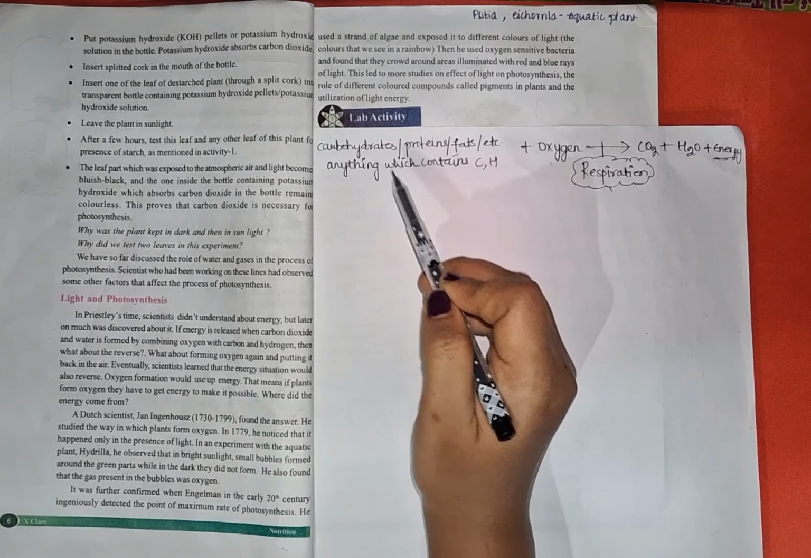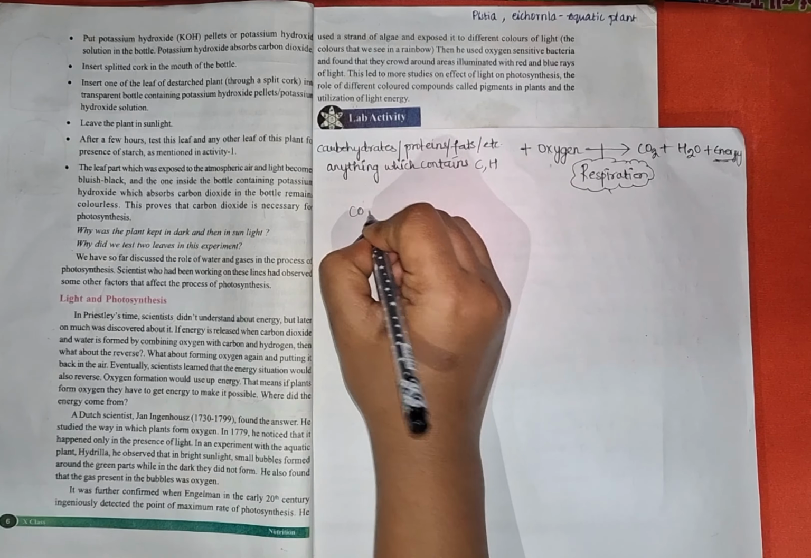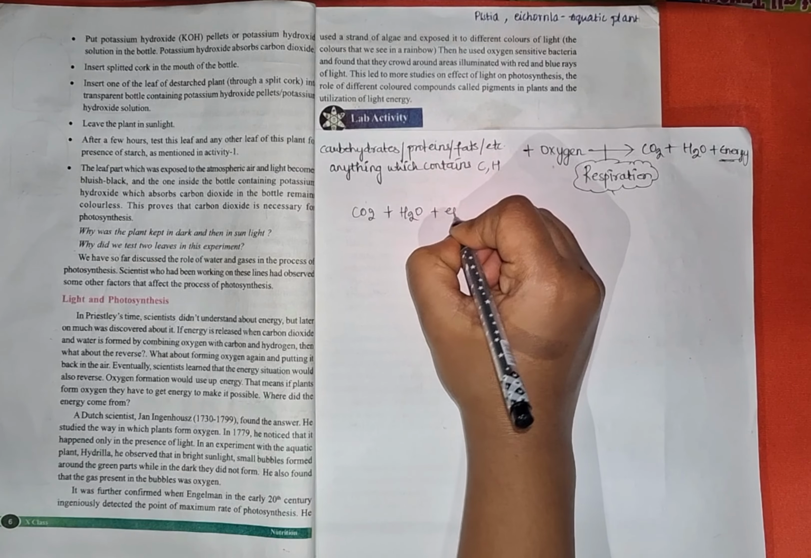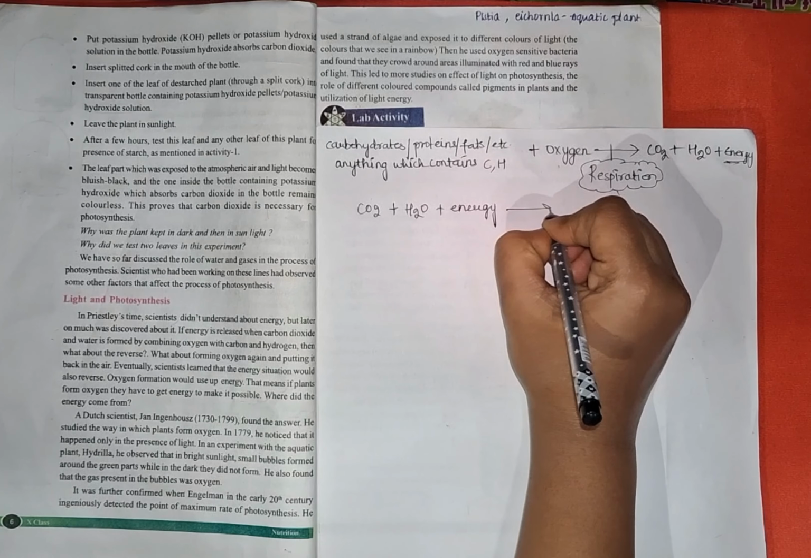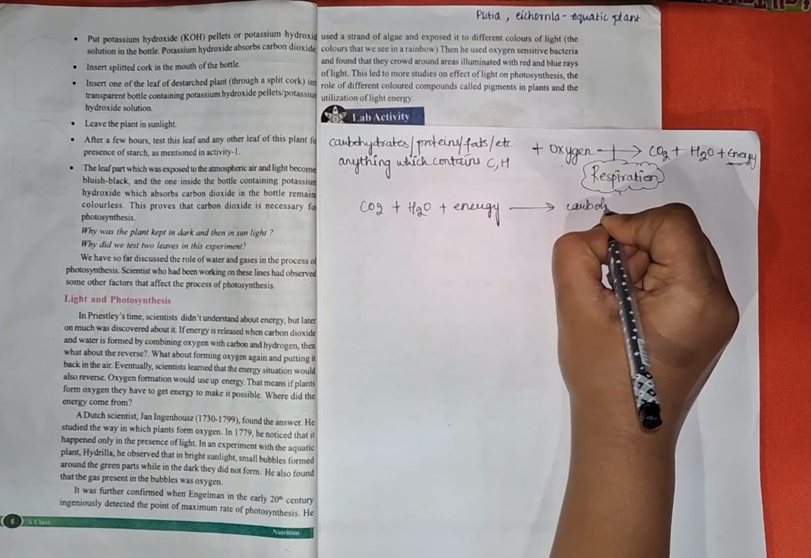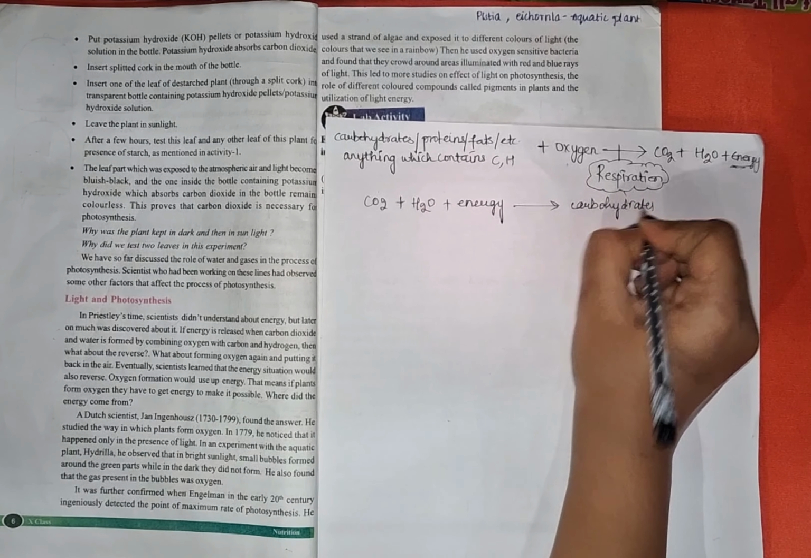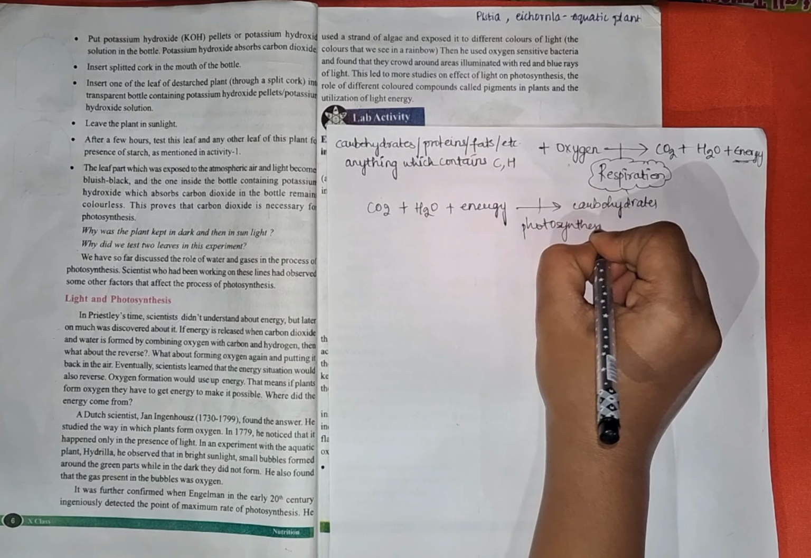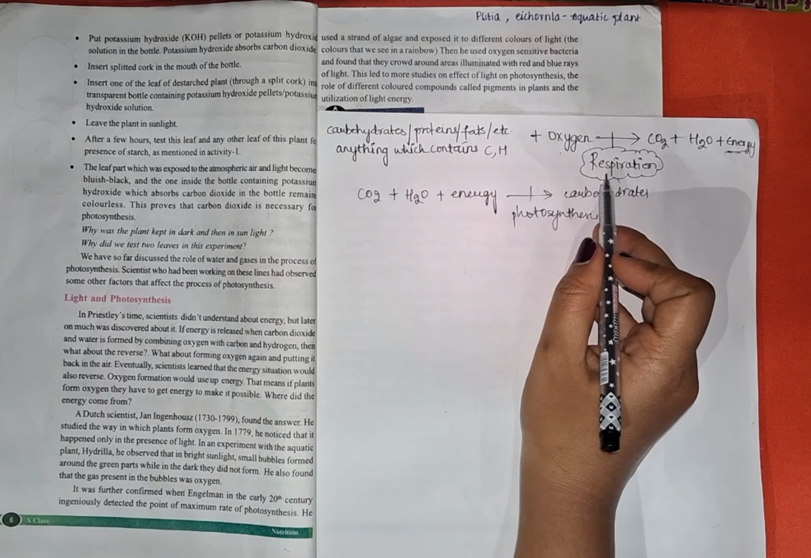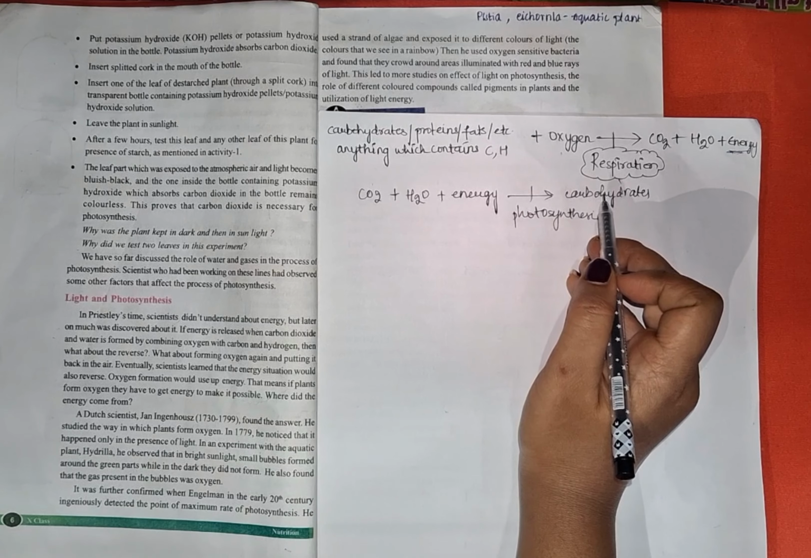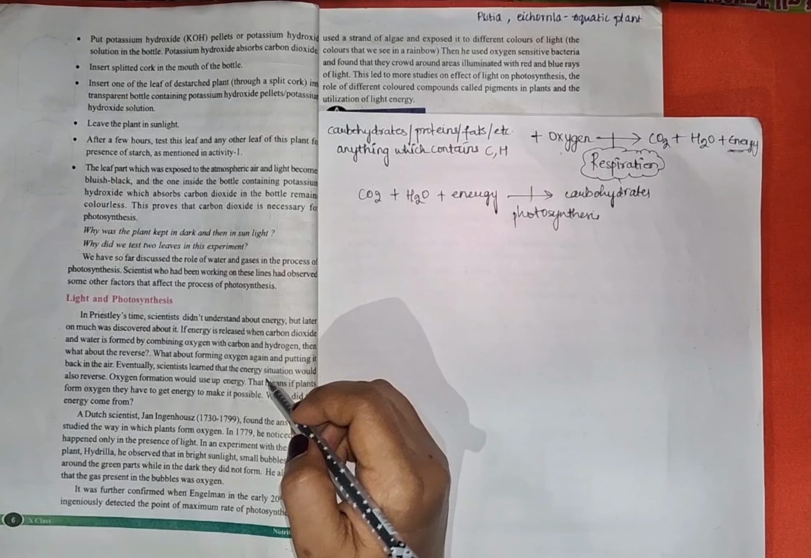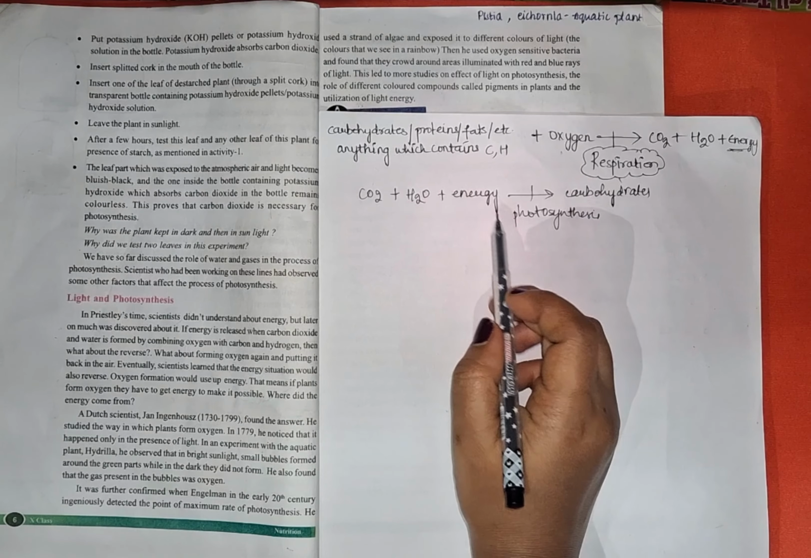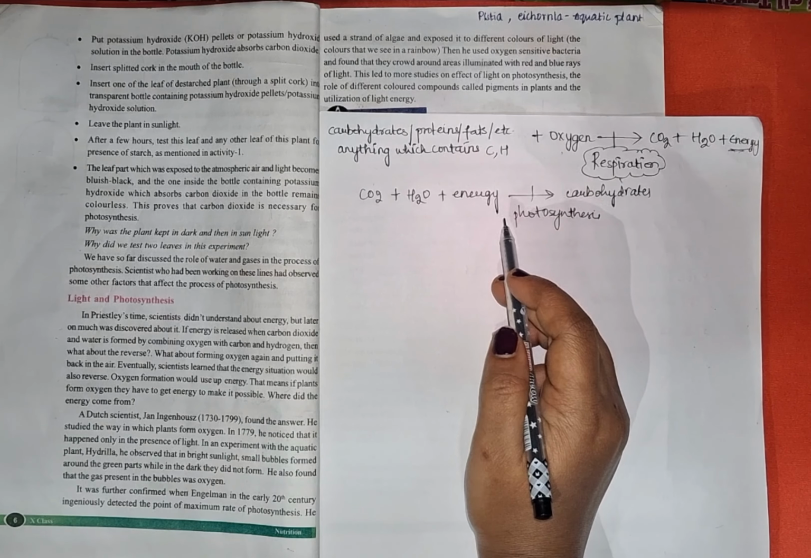If we just reverse the scenario, that means carbon dioxide and water, with energy used here, give rise to carbohydrates mainly and others through different processes. This would be called photosynthesis. So if the process of respiration is reversed, then it will cause photosynthesis. Now they are asking, where do we get this energy from? Then this energy which is used during photosynthesis comes from the natural sunlight.